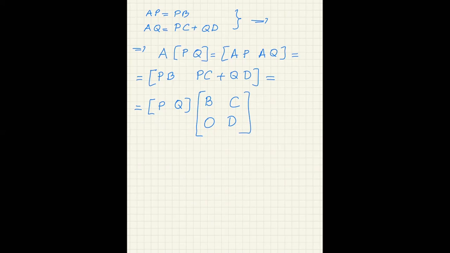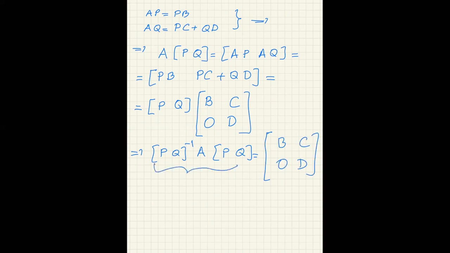So now what does it mean? Well, if you look at the beginning, we started with A times PQ, and what did we end up with? We ended up with PQ times something, but PQ is invertible, so we can get rid of PQ here. So we multiply by PQ inverse: PQ inverse A times PQ equals B C 0 D. So what does that mean? Well, this matrix here is a matrix that is similar to A. So therefore it has the same characteristic polynomial.